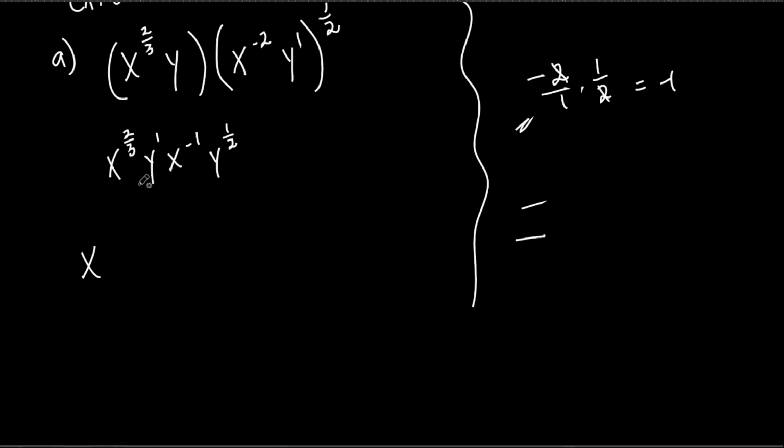So what's this x going to be? This is going to be x to the 2/3 times x to the -1st. What is the rule? We talked about it just earlier, and I just erased it. So what do we have?